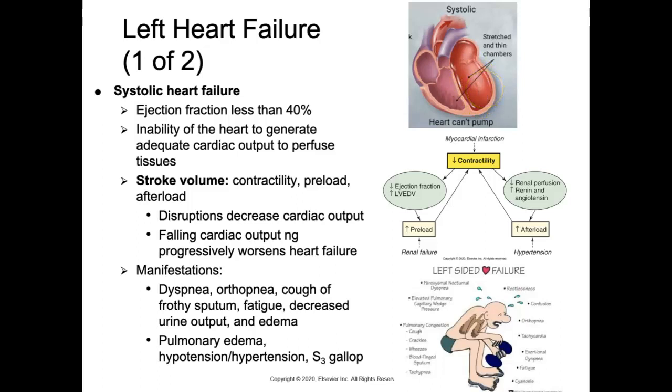So with our decreased cardiac output, we're going to get these clinical manifestations of dyspnea, which worsens into orthopnea, a cough of frothy sputum, fatigue, decreased urine output, and edema. We can get pulmonary edema, hypotension or hypertension, and an S3 gallop, which is a third heart sound that is going to be a brief vibration early on in diastole.